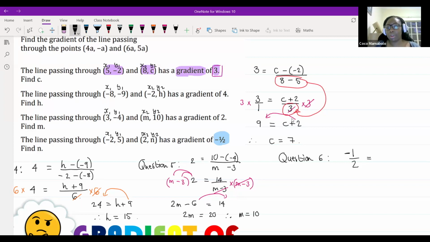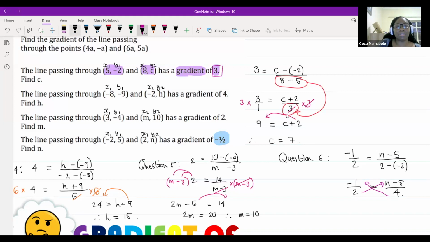Okay, then I'm going to get y2, which is n minus 5, y1 over x2, which is 2 minus -2. All right, so now I've got -1/2 is equal to n minus 5 over 2, negative and negative will give me a positive, over 4. Right, now in this case, I will have to cross multiply because I've got a fraction on both sides. So I'm going to cross multiply that way and cross multiply this that way.